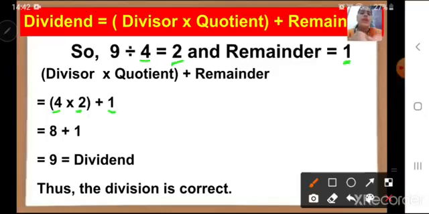Now first we are going to solve what is inside the bracket. What is inside the bracket? 4 into 2. 4 2s is 8. You can see here, children, 4 2s are 8. And then plus 1. Okay. 8 plus 1 is equal to 9. And is 9 our dividend? Yes, 9 is our dividend. That means the division is correct. Got it, children? That is how you have to check whether your answer is correct or not.